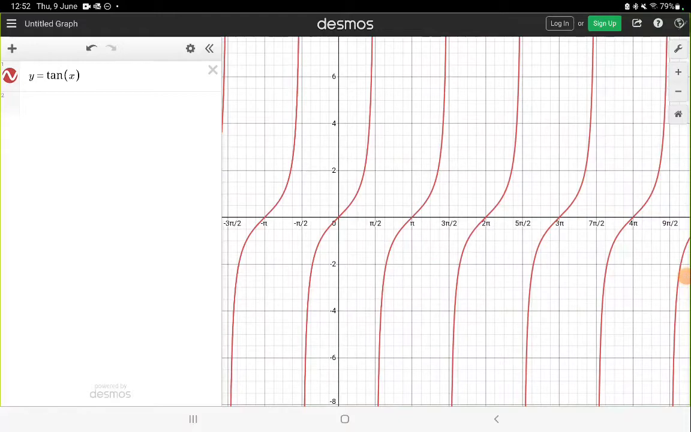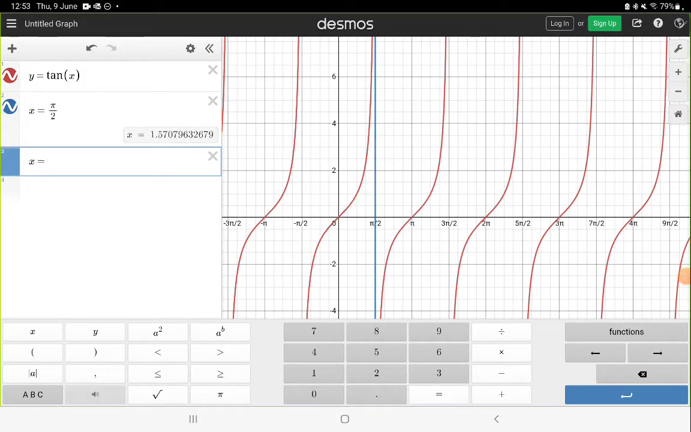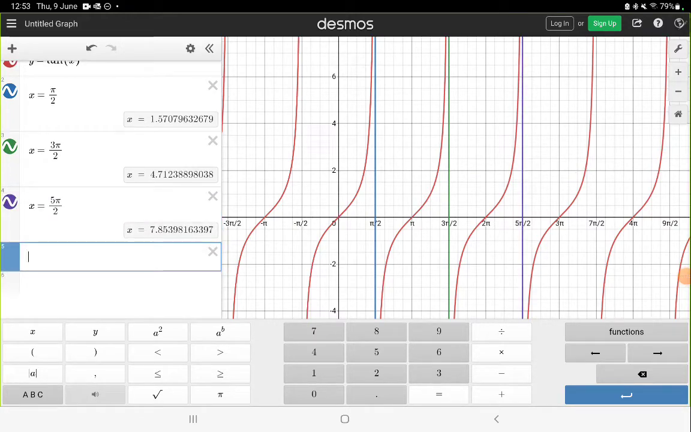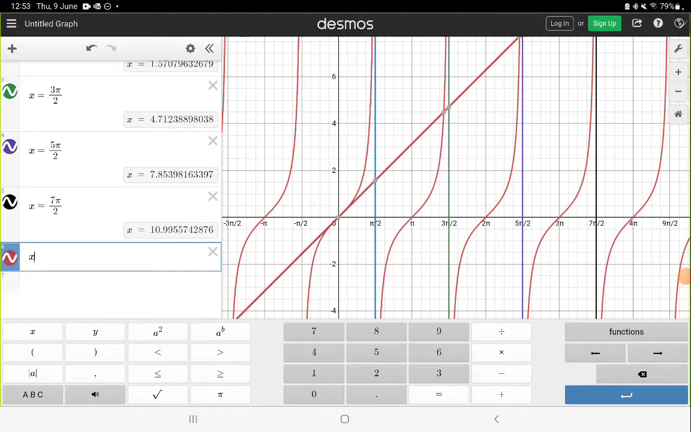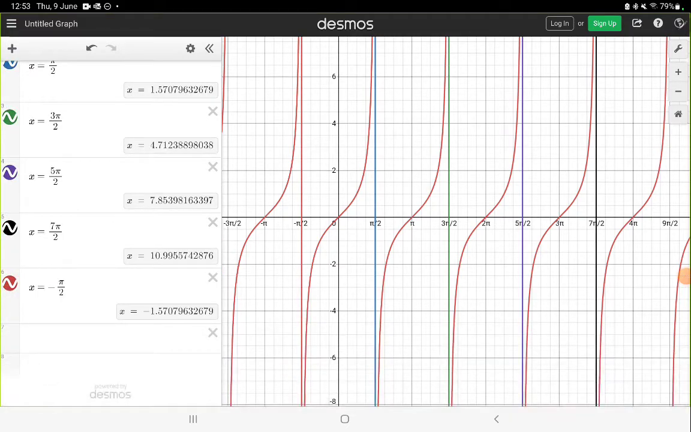So this function has, like the other functions, an infinite number of x-intercepts, but it's got an infinite number of other things. It's got an infinite number of asymptotes. X equals pi on 2 is an asymptote. X equals 3 pi on 2 is an asymptote. X equals 5 pi on 2 is an asymptote. X equals 7 pi on 2. And that's just going in the positive direction. Going in the negative direction, we also have x is equal to negative pi on 2, and so on and so forth.